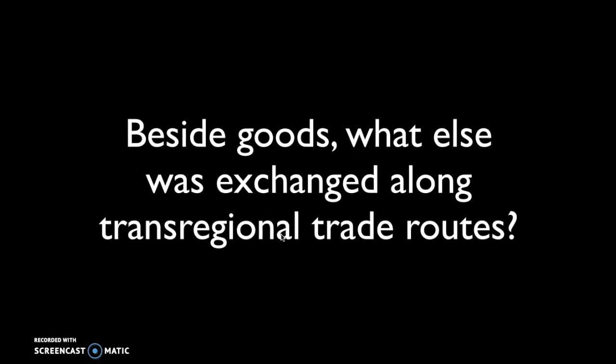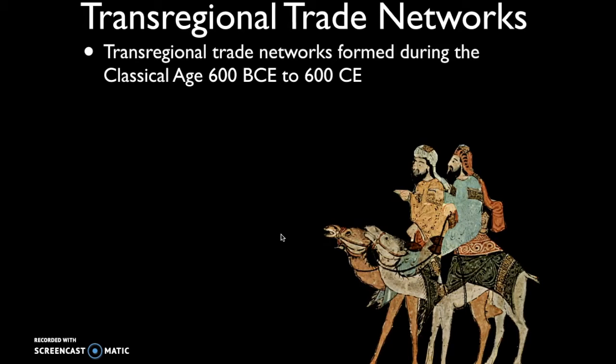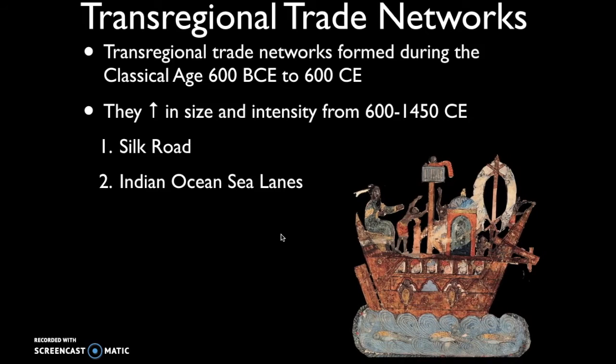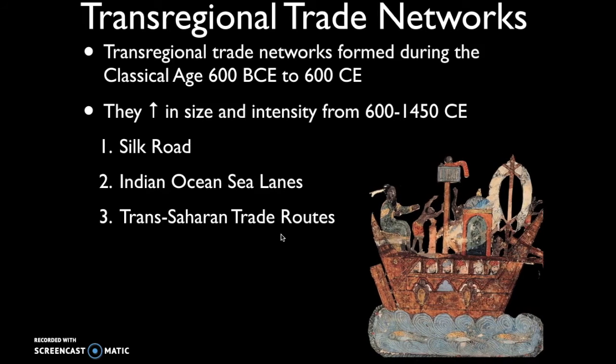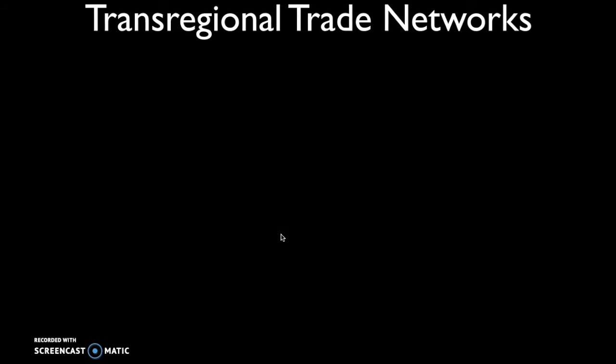Besides goods, what else was exchanged along trans-regional trade networks? So, trans-regional trade networks formed, as I mentioned before, during the classical age from 600 BCE to 600 CE. But then they increased in their size and intensity from 600 to 1450 CE. The age of trans-regional interactions is what we call it. And these included the Silk Road, the Indian Ocean sea lanes, and the Trans-Saharan trade routes, and we'll do a video on each of these.